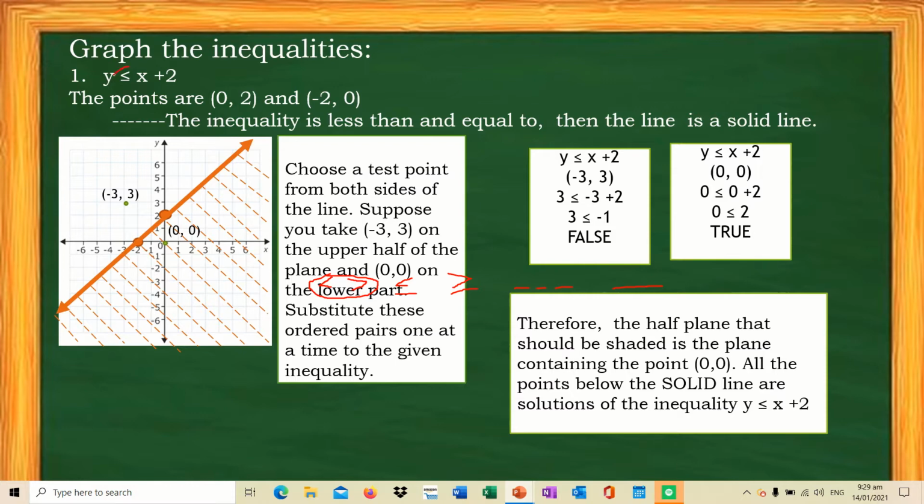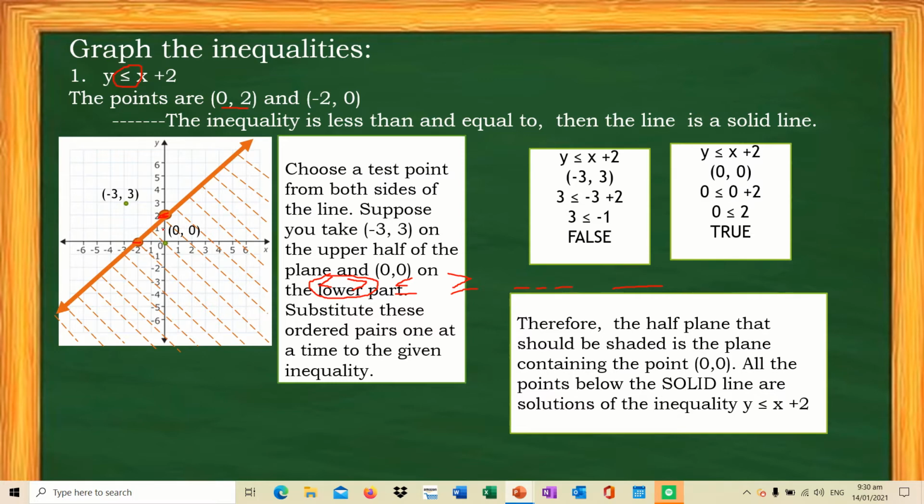Again, less than or equal to, so ang ginamit natin ay solid line. Okay, so ito yung ginamit nating points, yung hinanap natin kanina using the x and y intercepts. So we have (0, 2), andito yun. Then we have (-2, 0), andito siya. Okay, then connect the two points. So, ito na yung line natin.